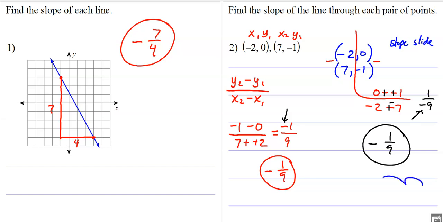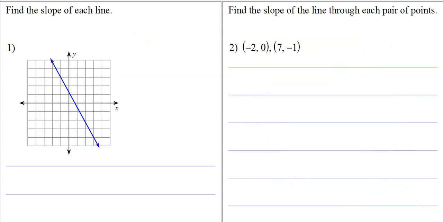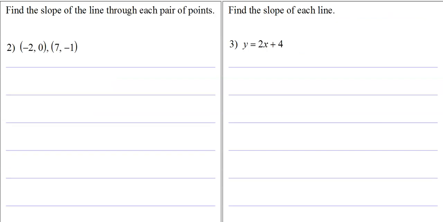Now, just a quick word of caution. If I had gotten -1 over -9, you basically drop the negatives, and the correct answer would be positive 1/9. But that's not the answer to this question, I'm just showing you something extra. All right, moving right along.